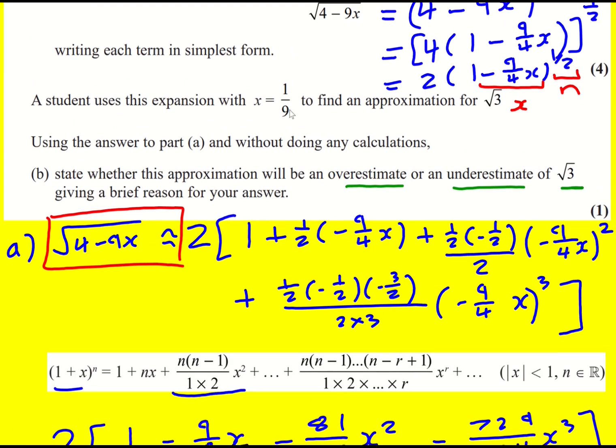Jun uses expansion with x equals 1 over 9 to find an approximation for root 3. So when you sub that in, you will get root 3 in here, and it's going to be valid in the range because, well, its modulus of x is less than 1. We're going to have 9 over 4, x is less than 1. So we're absolutely fine there. But state whether this approximation will be an overestimate or an underestimate of root 3, giving a brief reason for your answer.